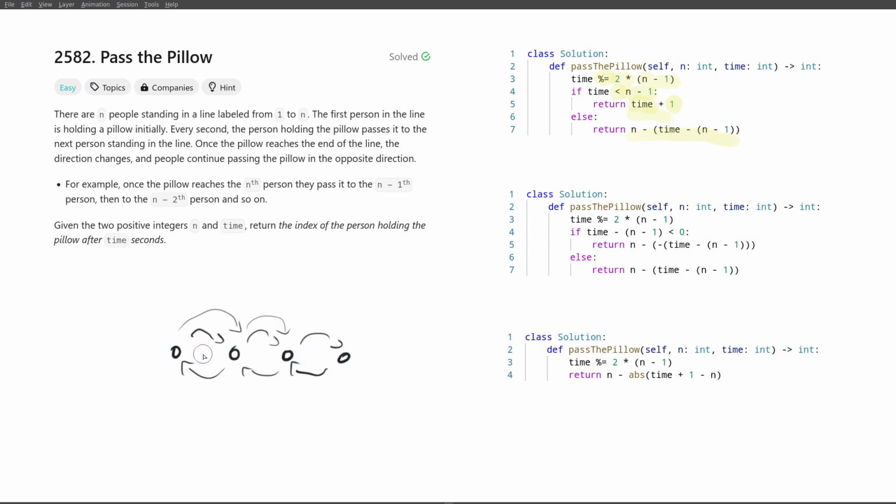If we're going to the left, then we first do the n minus 1 steps to get to the right-end person. Now we start with the person number n, and every step that remains reduces our number by 1. So this is a solution.